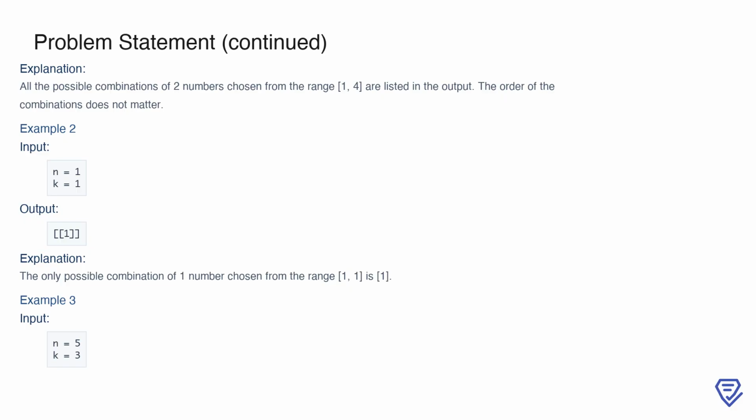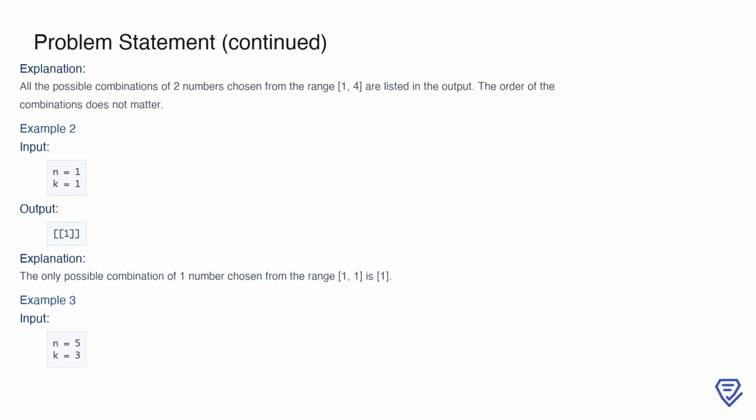Another example is when n equals 1 and k equals 1. Here, the range 1 to 1 contains only one number, so the only valid combination is [1]. This demonstrates that when k equals 1, the result is just the numbers themselves as individual combinations.